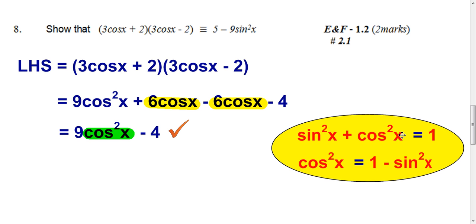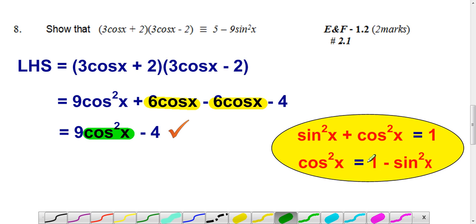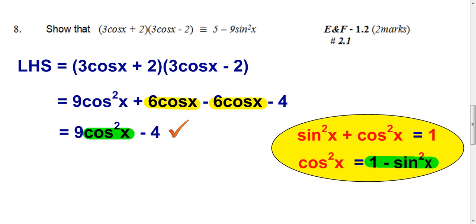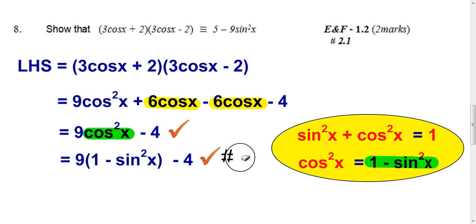that sine squared x plus cos squared x equals 1, and I can rearrange this at any time to change cos squared x into sine squared x, and to do the opposite, to change sine squared x into something involving cos squared x. So if I replace this here with 1 minus sine squared x, and remember to put it in brackets because it's been multiplied by 9. So 9 times 1 minus sine squared x take away 4, and that gets you the hashtag 2.1 here.